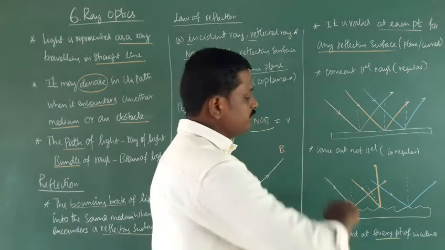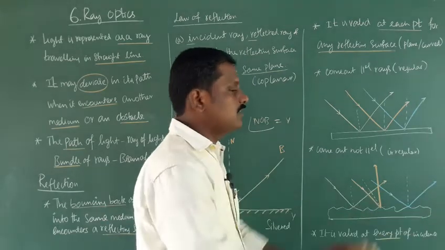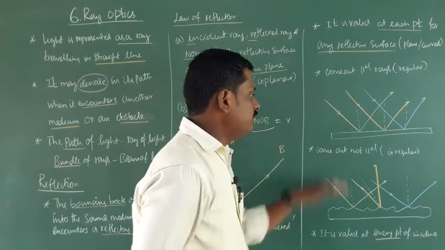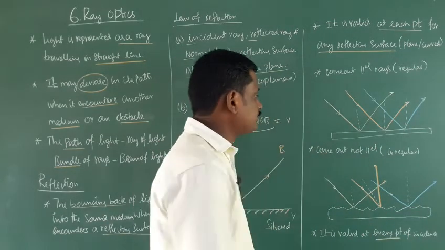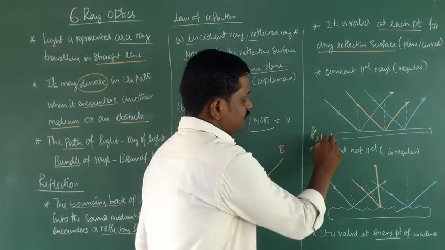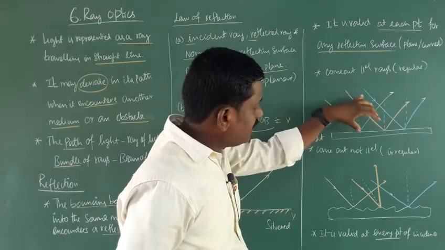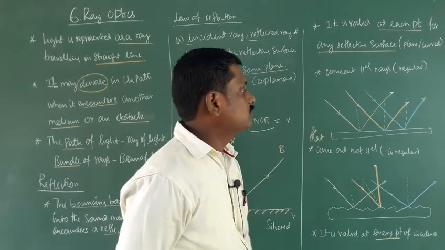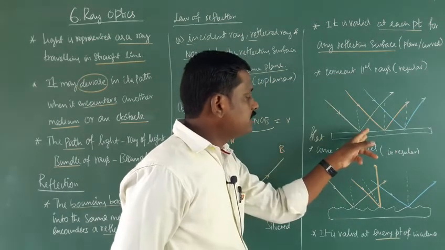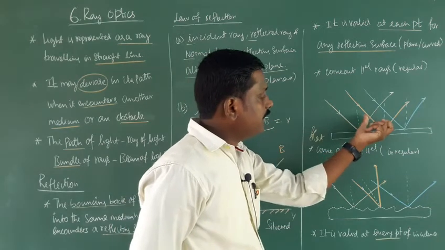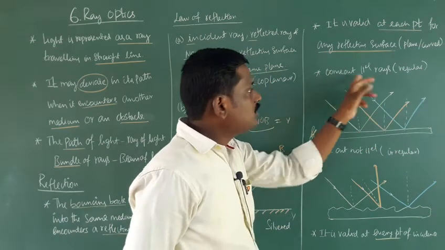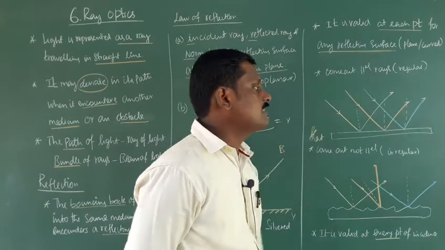The reflecting surface may be a plane, that is flat, or a curved surface. If it is plane, the surface is flat. A beam of light, that is parallel rays, is incident and reflected back. The parallel rays incident come out again as parallel rays. That is regular reflection.